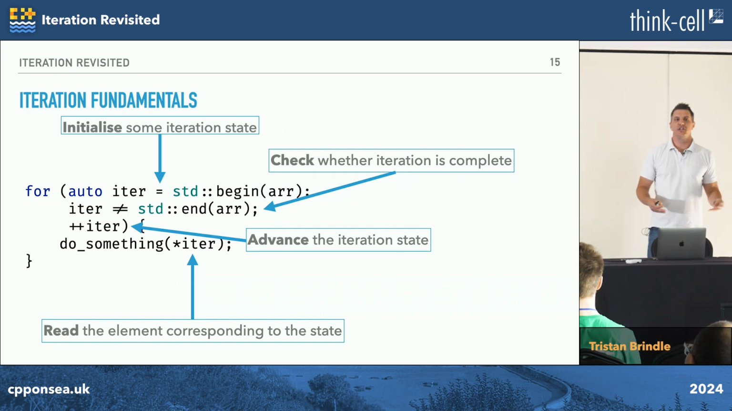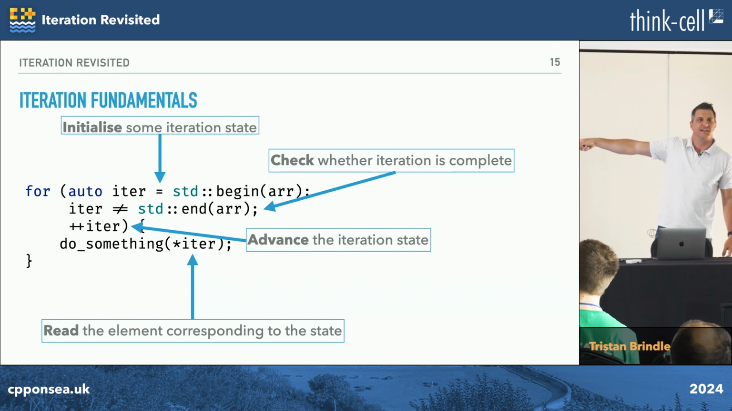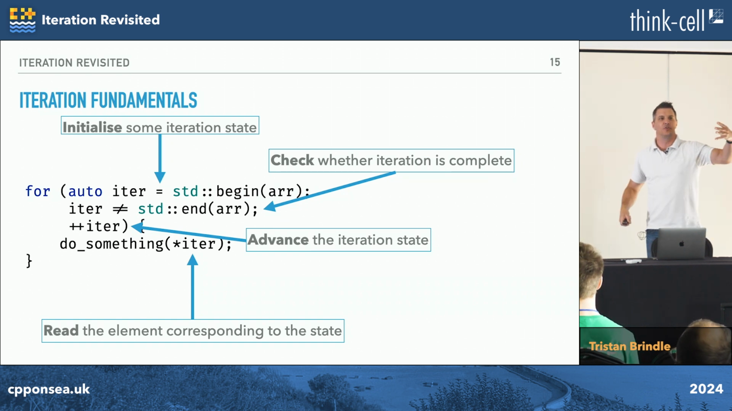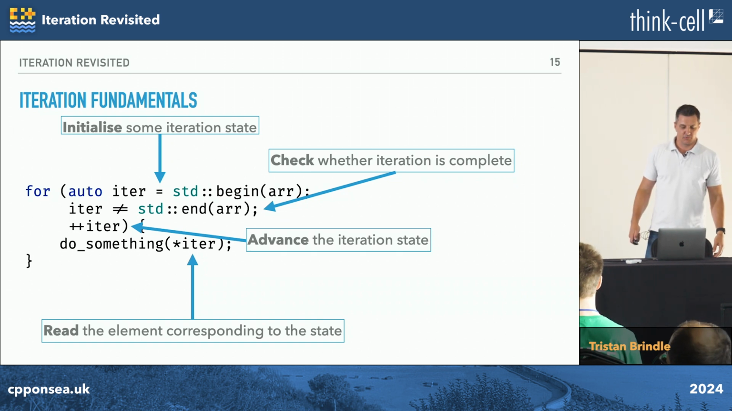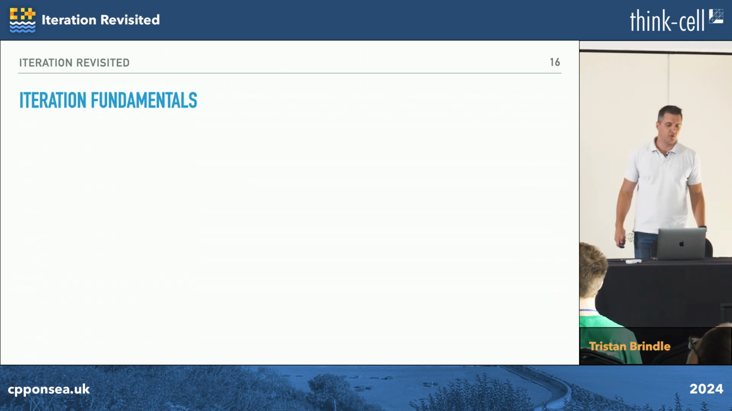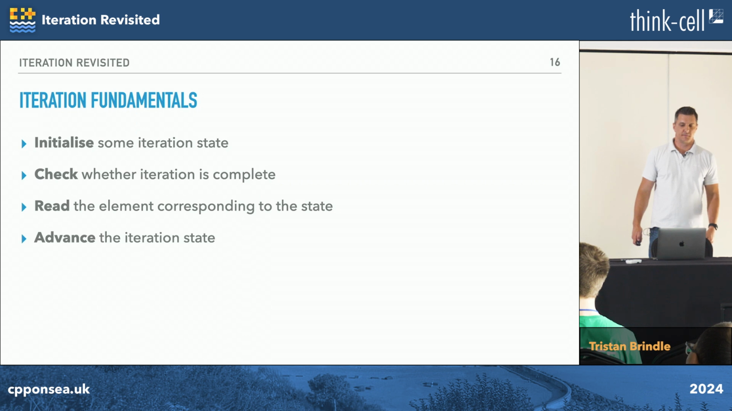So these four operations, again, the theory of this has been known for a long time. In fact, if you think about just the very syntax of a for loop in C, it encompasses these four operations. We've got the three parts in the for header, and then in the body we do the access, the read operation. So our four operations: initialize, check, read, advance.